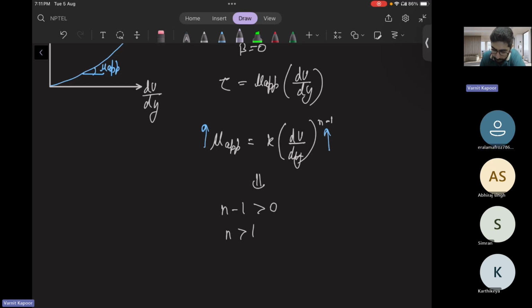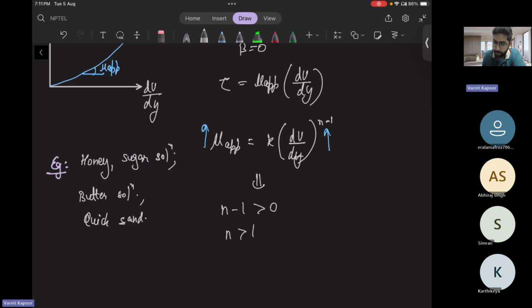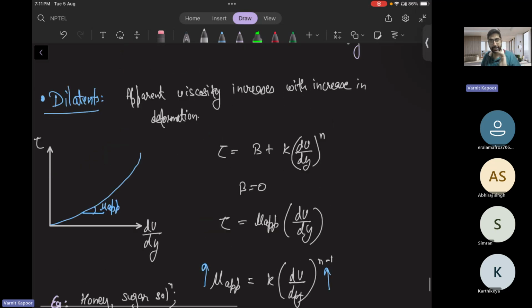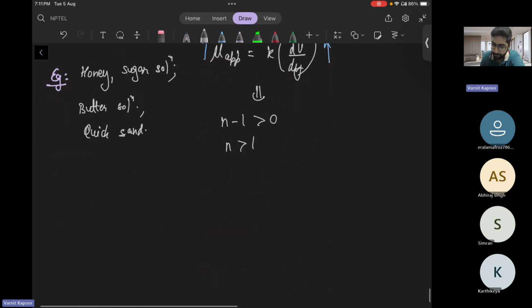Examples are honey, sugar solution, then butter solution, and quicksand. This is nothing but dilatant. What are pseudoplastics?